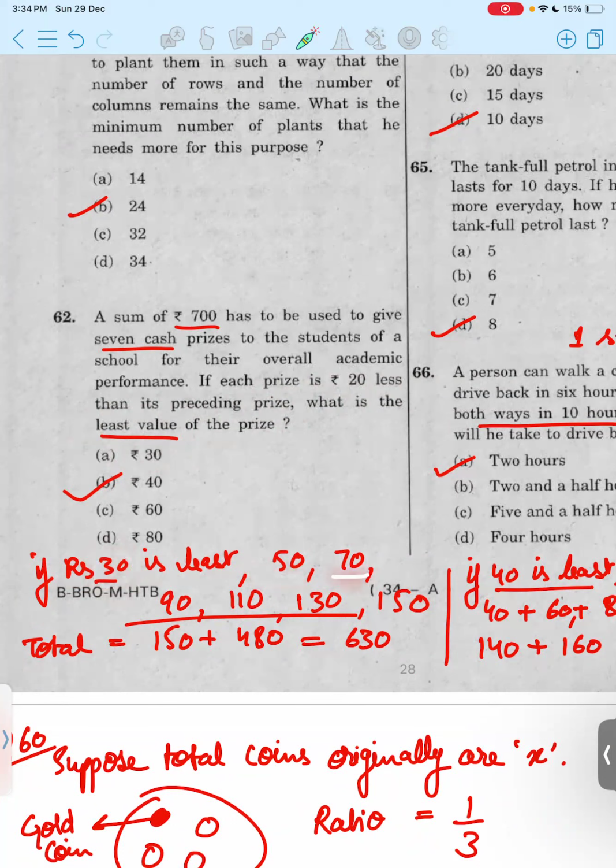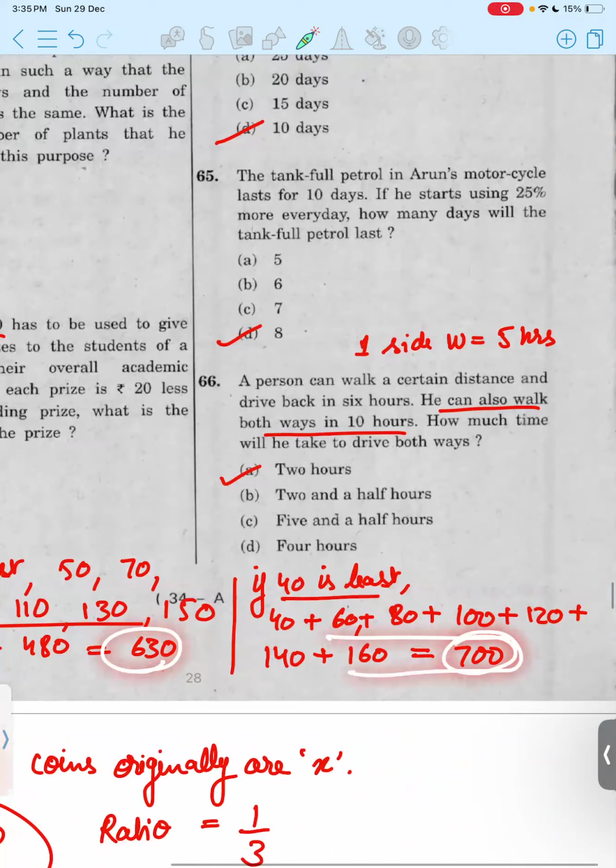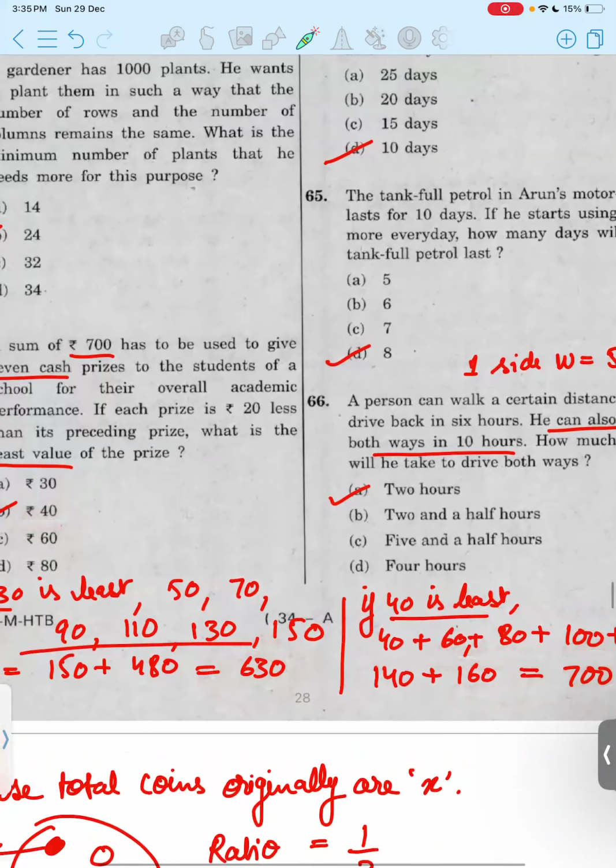50 plus 20 is 70. So we'll do it 7 times because there are 7 students who are to be awarded. Now we'll just add up these values together in order to check whether the total is coming out to be 700 or not, because we are given that 700 is the total price value. But it turns out to be 630. Now I'll calculate it for 40. So for 40 it is a perfect 700 if 40 is the least value.